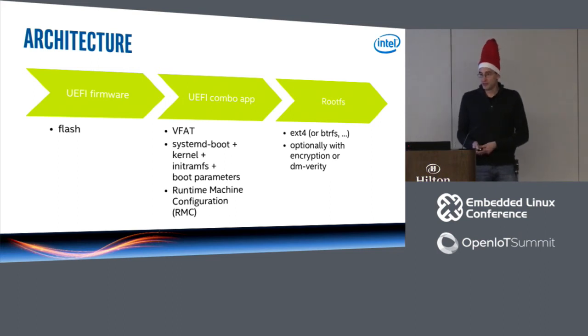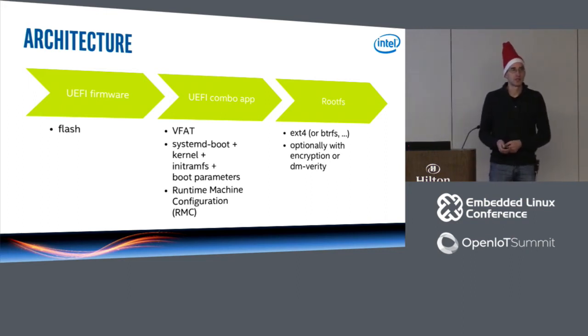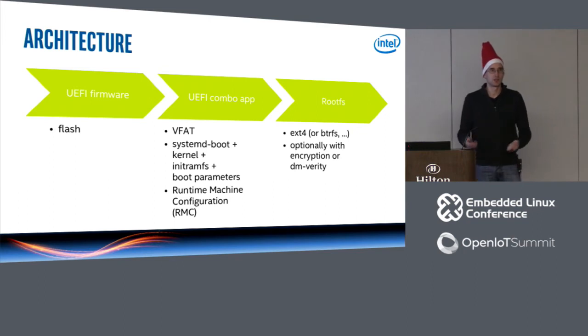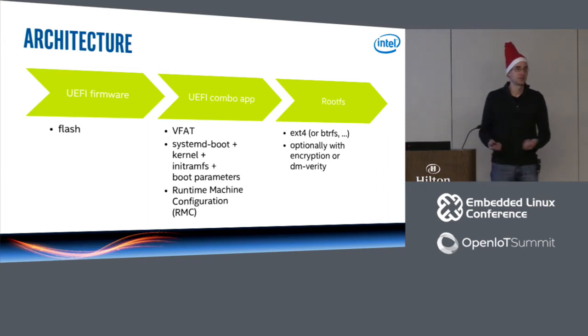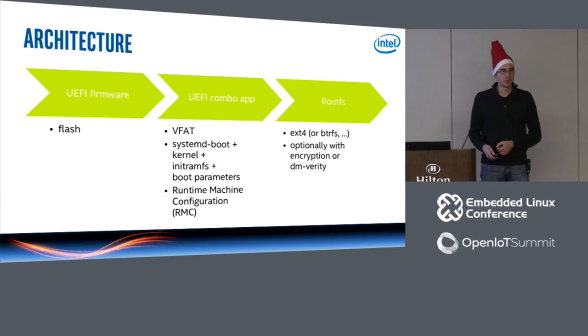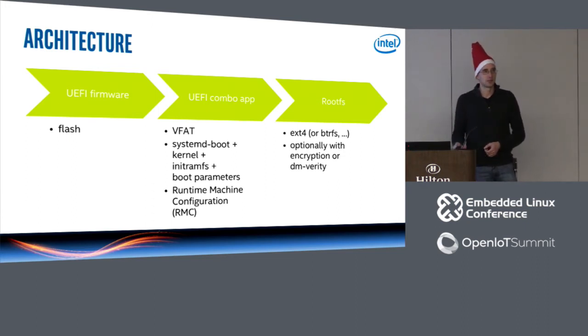The root of S, it's currently X4, but we're not dependent on that. So it's not like we are really using specific file system features. Could also be something else. And whether we use whole disk encryption or dm-verity depends on the individual setup. So traditionally, it was neither of these, and I just added dm-verity and encryption as part of my recent changes.